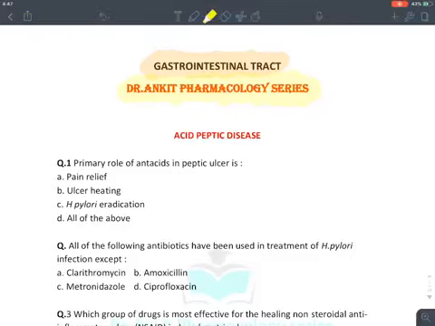Hello all. So now let's discuss the rapid MCQ revision series of Dr. Ankit Pharmacology series. So now we will be discussing the various questions of GIT, that is gastrointestinal tract. And in this we will be discussing various topics. The first topic we will be discussing will be acid peptic disease.